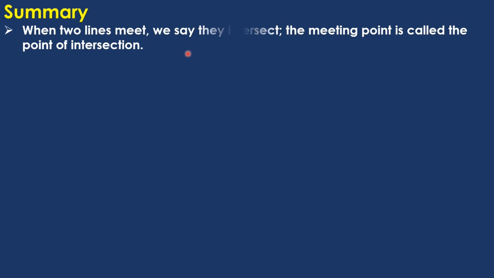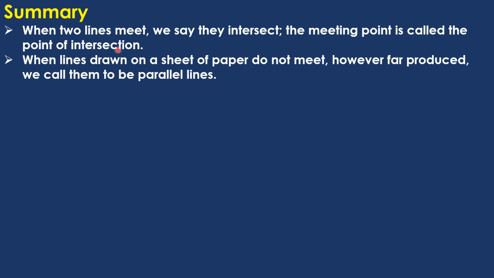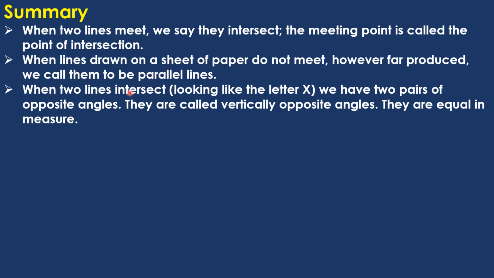The summary of this lesson, lines and angles. When two lines meet, we say they intersect. The meeting point is called the point of intersection. When lines drawn on a sheet of paper don't meet, however far produced, we call them parallel lines. When two lines intersect, looking like the letter X, we have two pairs of opposite angles. They are called vertically opposite angles. They are equal in measure.